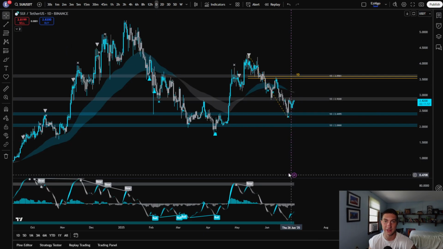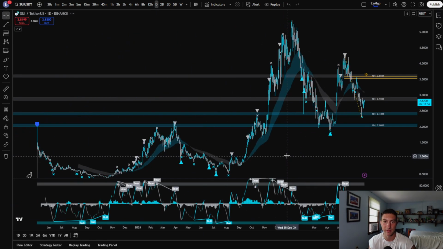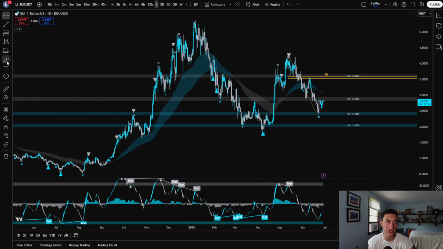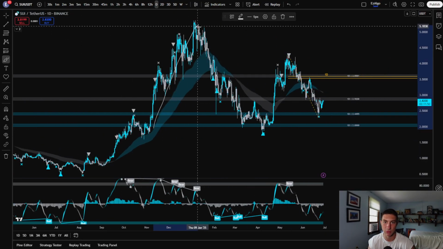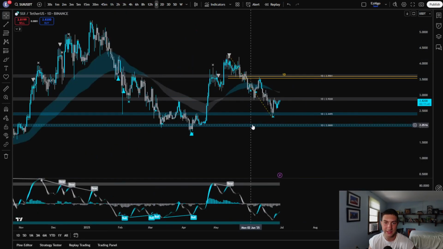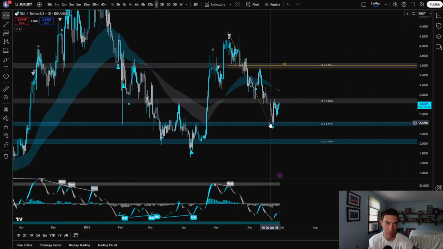All right, now let's take a look at SUI. Okay, again, going to a daily time frame. What do I see here? Kind of a ranging market, right? We had this big expansion move up, retrace that entire move. On a daily time frame, we are retesting this daily support level, which is good.